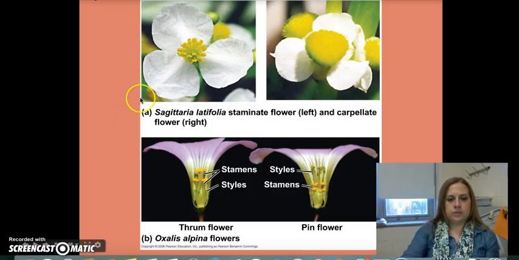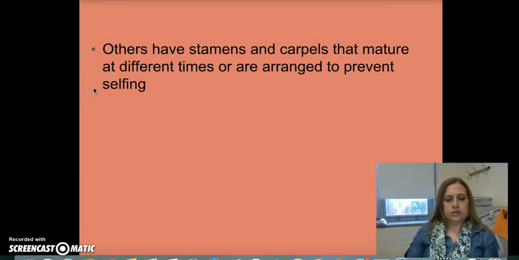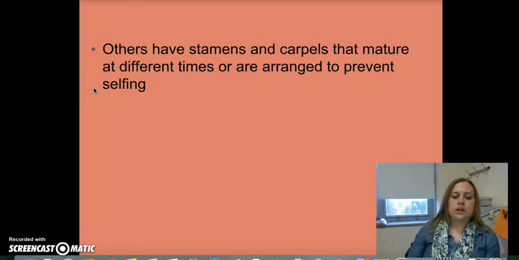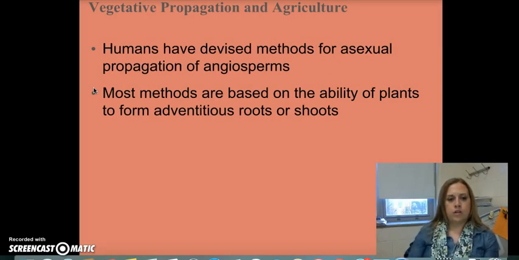So here we have examples of that. Here we have a staminate flower. Here we have a carpellate flower. And so you essentially don't have the parts on the same flower, so it makes self-pollination rather difficult. Others will have stamens and carpels that mature at different times, or they are arranged in a way that prevents selfing, or self-pollination.